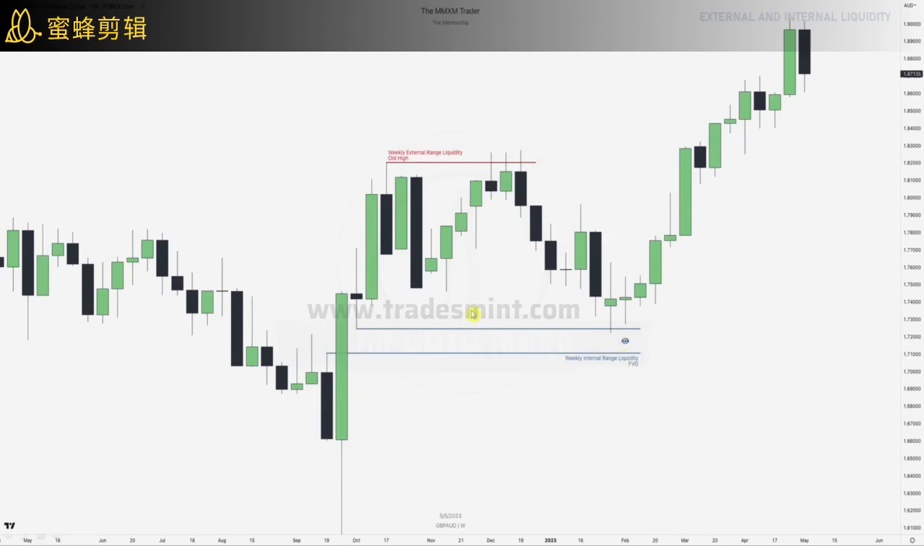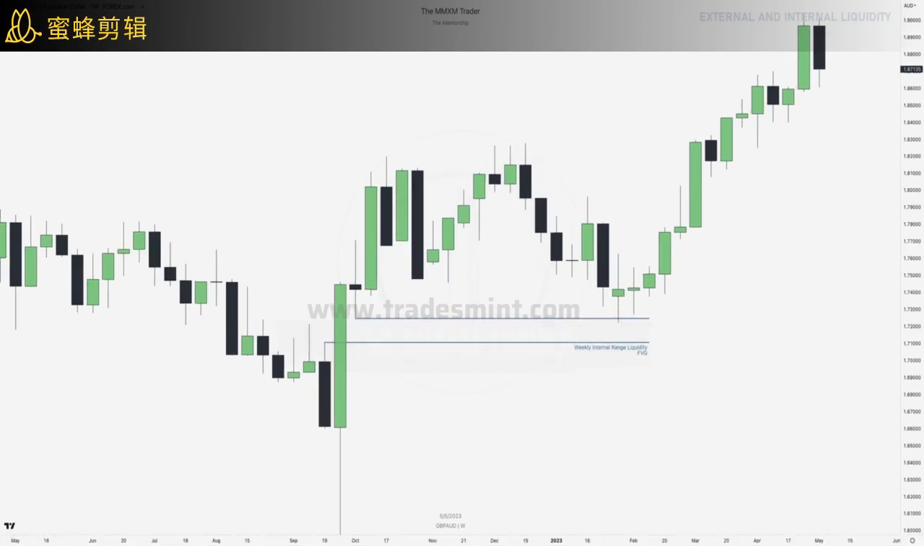Weekly internal range liquidity over here, and it draws in there perfectly. Now we've hit that weekly internal range liquidity. Think about it, right? External to internal. Now we're in internal. Where are we going to draw into next? Where is your eye going?